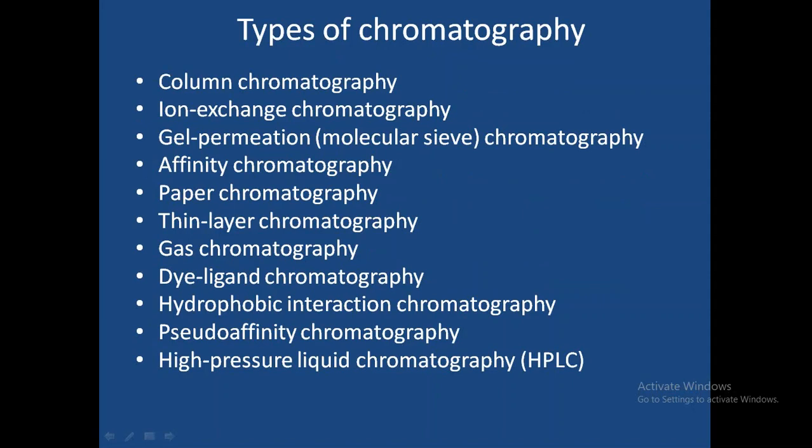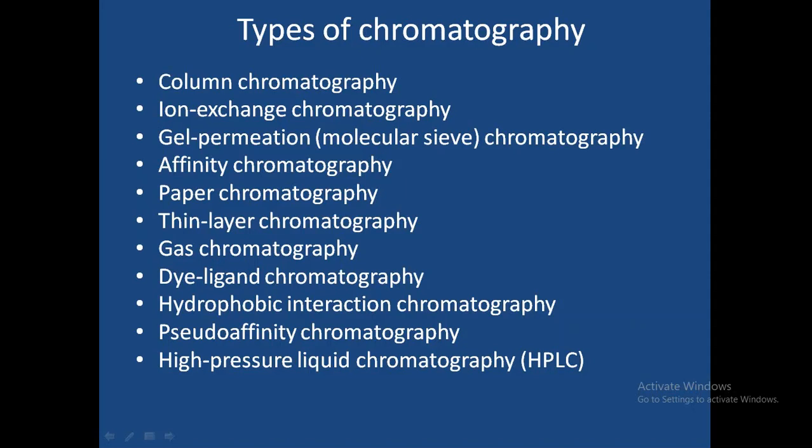We should know the types of chromatography also. First one is column chromatography, then ion exchange chromatography, gel permeation or molecular sieving type of chromatography, affinity chromatography, paper chromatography, thin layer chromatography, gas chromatography, dyed ligand chromatography, hydrophobic interaction chromatography, pseudo affinity chromatography, and at last high pressure liquid chromatography, and it can also be called as high performance liquid chromatography, which is abbreviated as HPLC.